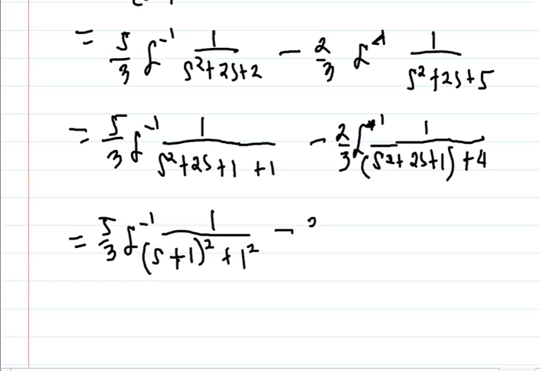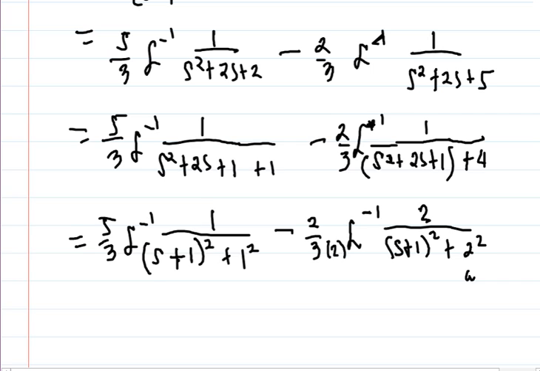Minus 2/3 times the inverse Laplace transform. Below we have s plus 1 squared plus 2 squared. Since 2 is our base, the numerator should also be 2 to match our formula, so we need to divide by 2.